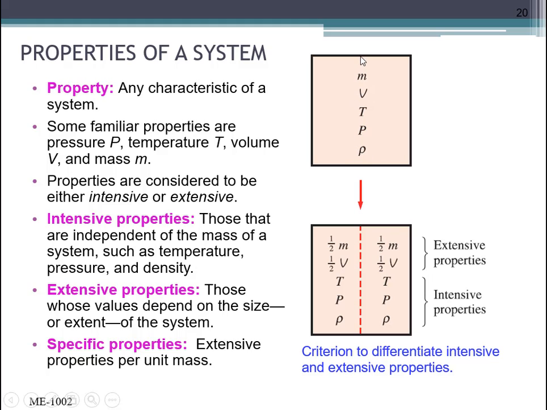So for instance, if I divide the whole cylinder into two parts, what would happen? The mass will be divided equally, the volume will be divided equally, but the temperature, pressure and rho will remain the same. So for example, here we halved it, so the mass became half, the volume became half, but the temperature, pressure and rho remained the same.